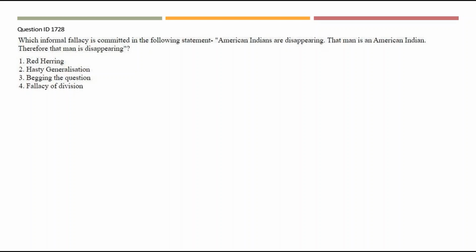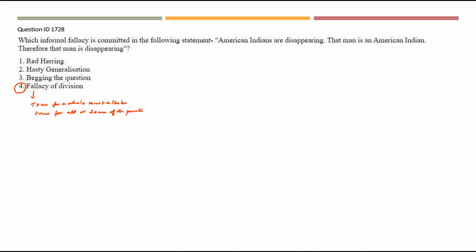So let's start with fallacy of division. This says when one reasons that something that is true for a whole must also be true for all or some of its parts. Here American Indians are disappearing. So here it is true for a whole. That man is an American Indian, the part of the whole. Therefore, that man is disappearing will also be true. So this fallacy is fallacy of division. Option number 4 will be the right answer.